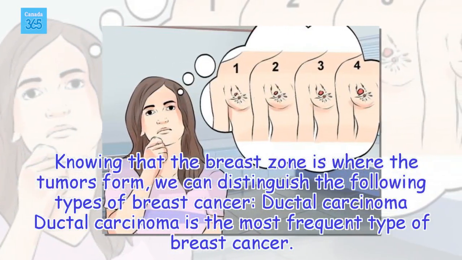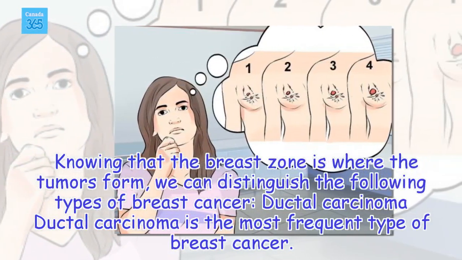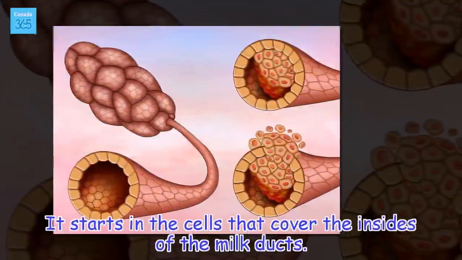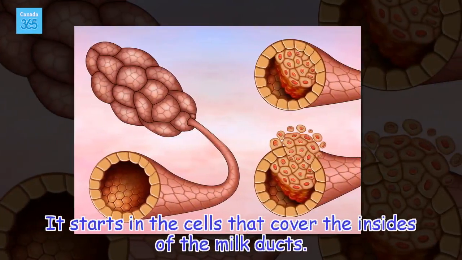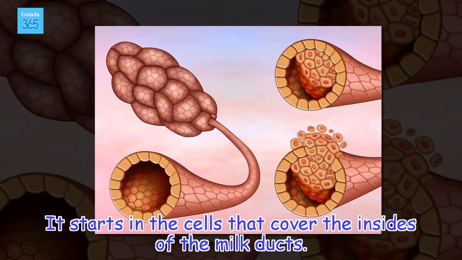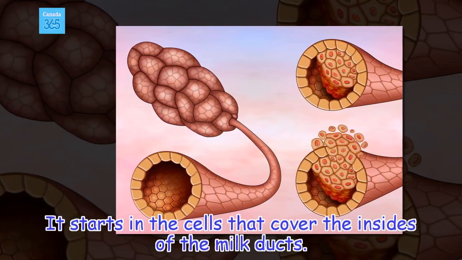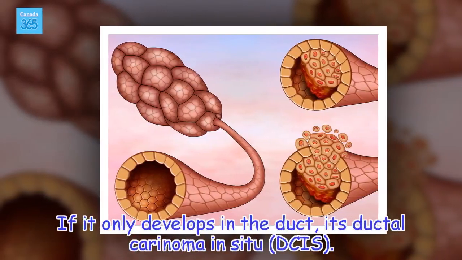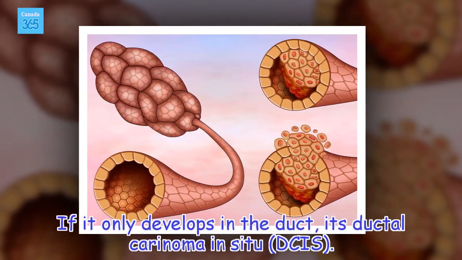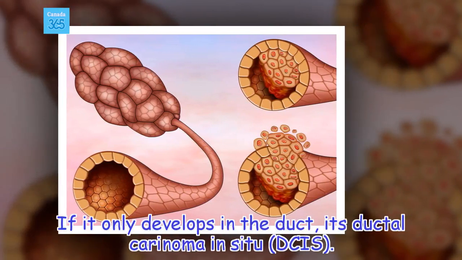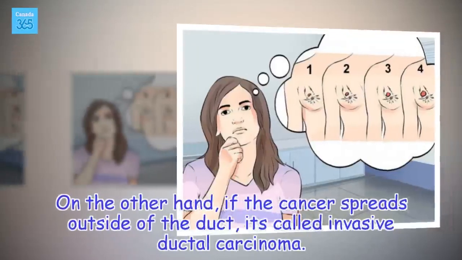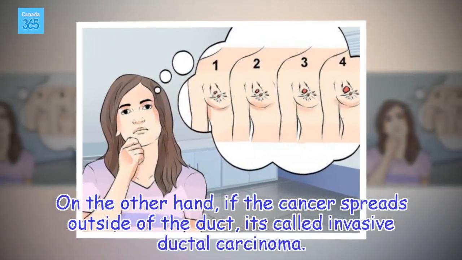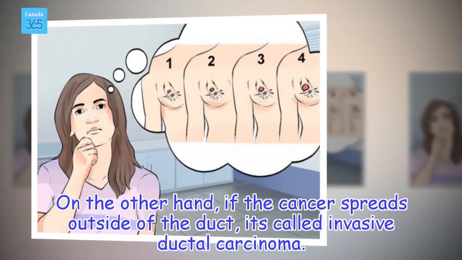Ductal carcinoma. Ductal carcinoma is the most frequent type of breast cancer. It starts in the cells that cover the insides of the milk ducts. If it only develops in the duct, it's ductal carcinoma in situ, DCIS. On the other hand, if the cancer spreads outside of the duct, it's called invasive ductal carcinoma.